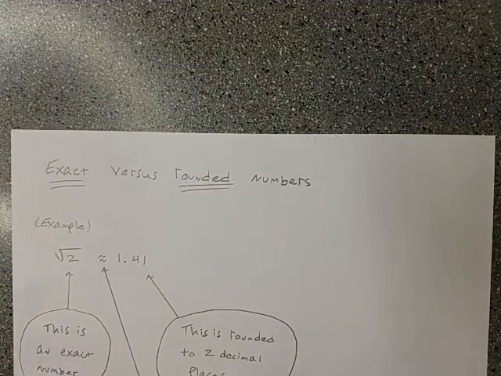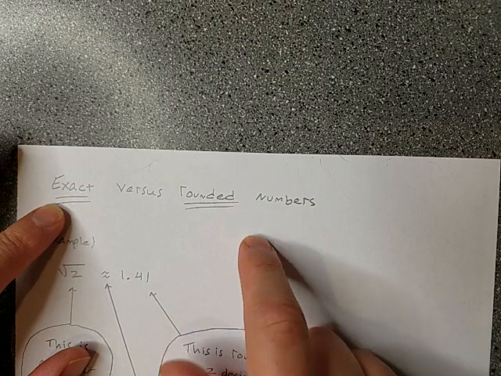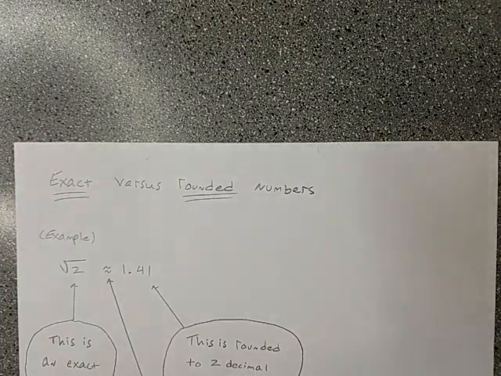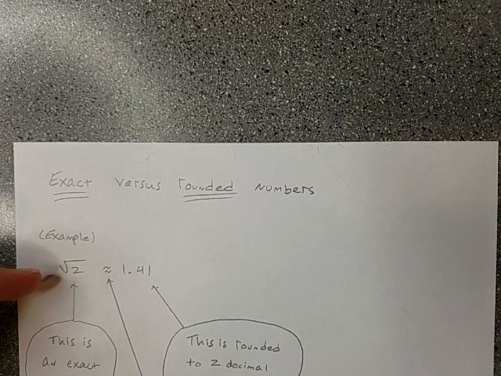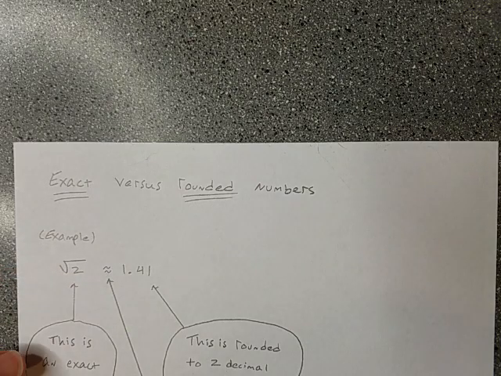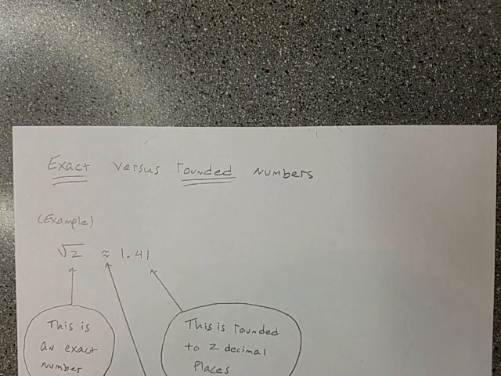Now, that's it. I could end the video right there just to point out the difference between an exact versus a rounded number. And when you're in math class doing your assignments, it will come down to just following the instructions. If the problem says give the exact answer, give something like square root of 2 as your answer. If it says give the answer rounded to so many decimal places, well, then you round it. But the instructions will specify the way that we want it.